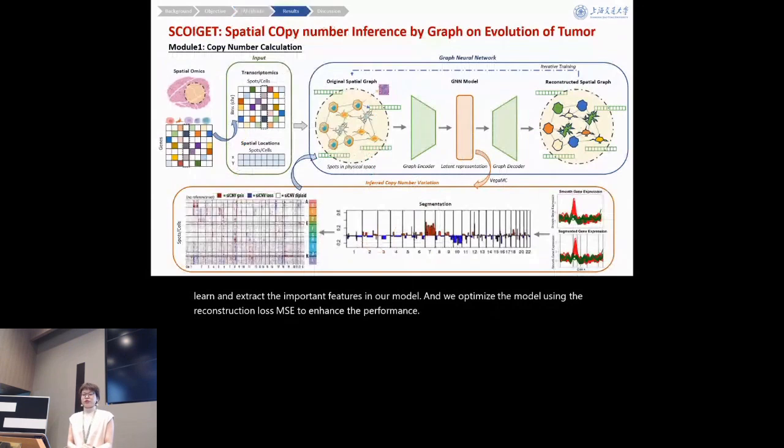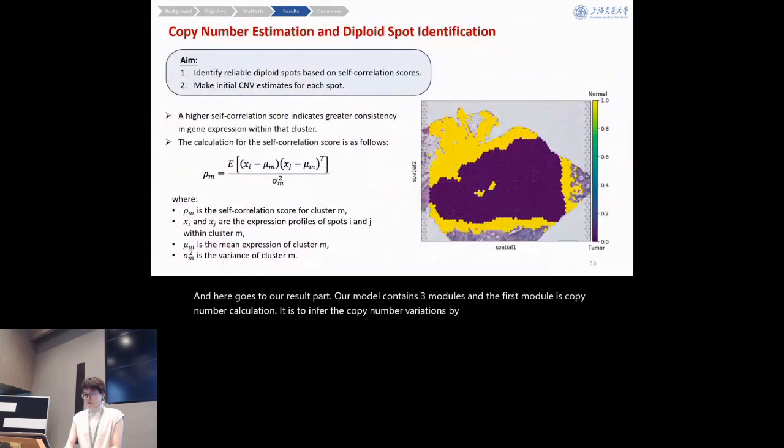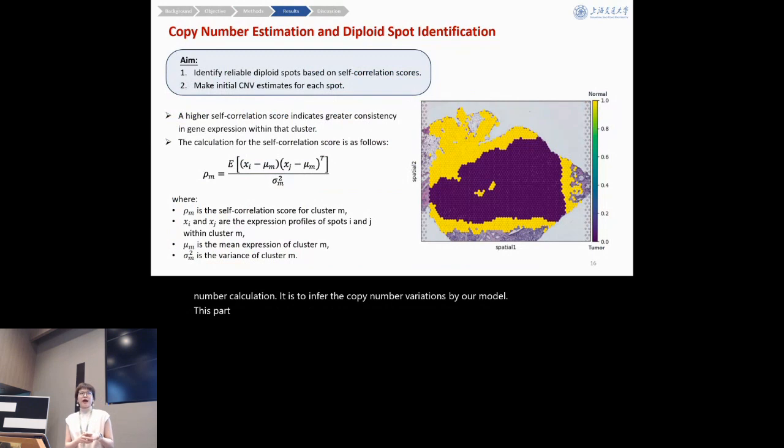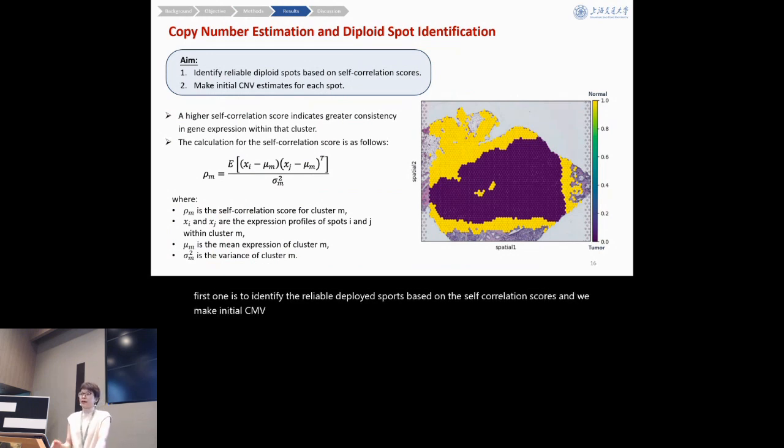And here goes to our result part. Our model contains 3 modules, and the first module is copy number calculation. It is to infer the copy number variations by our model. This part is to estimate the copy number and diploid spot identification. These 2 parts, the first one is to identify the reliable diploid spots based on the autocorrelation scores. And we make initial CNV estimates for each spot based on the result of our model.